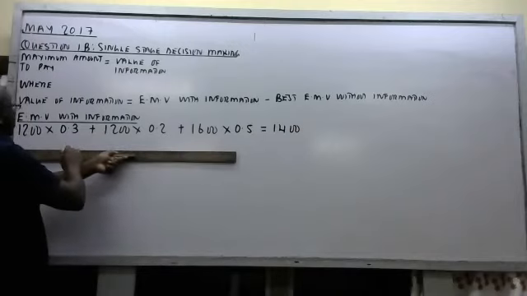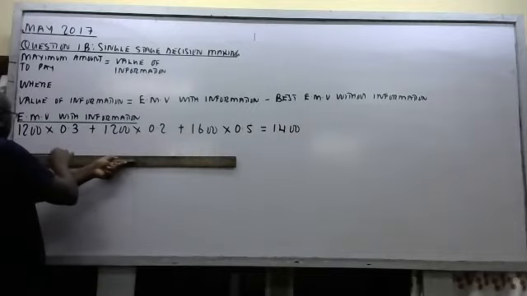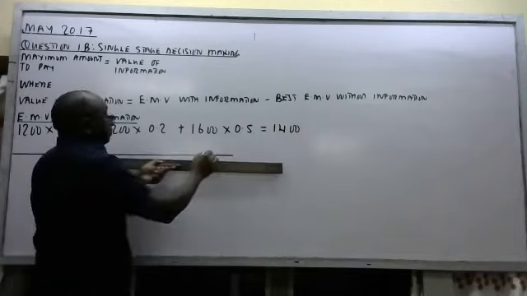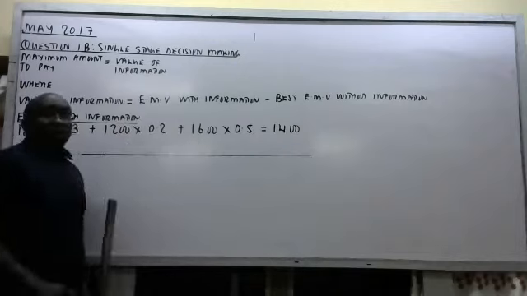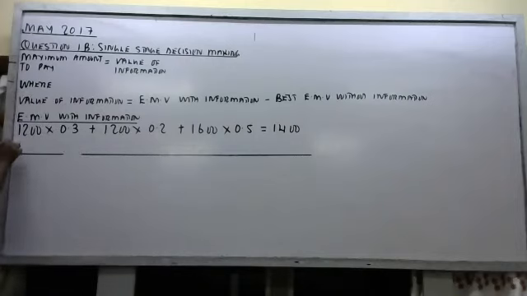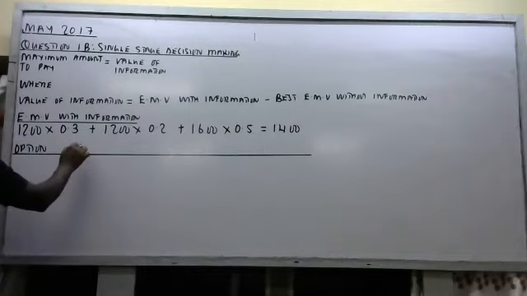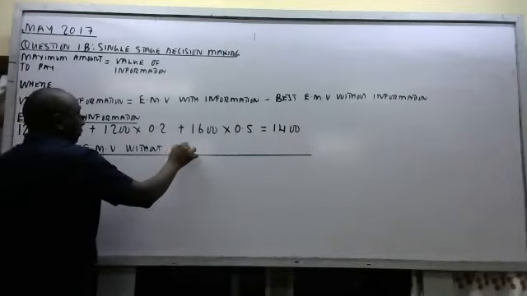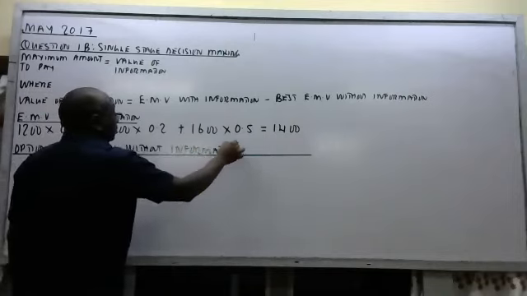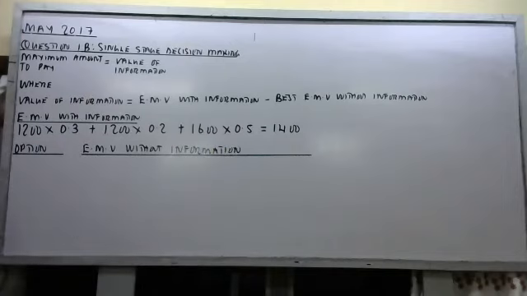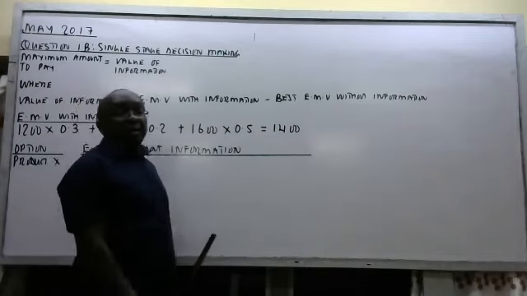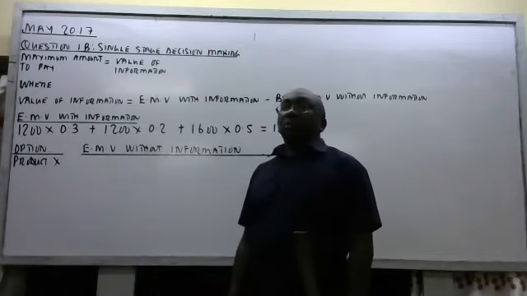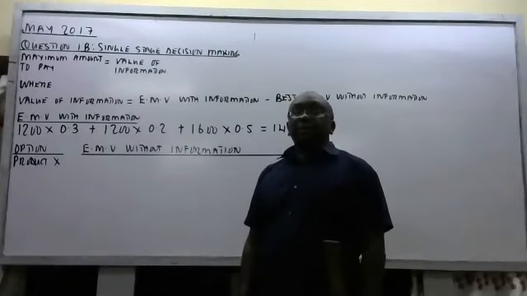Then let's now see how to get EMV without information. We have the options here, we have product X. You realize to handle information, they take a lot of time to accomplish something small. That's all.